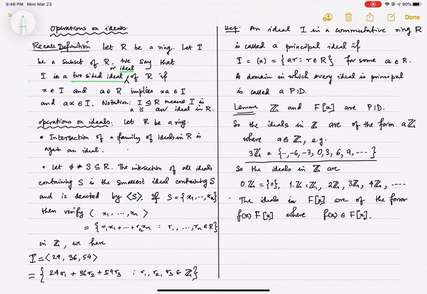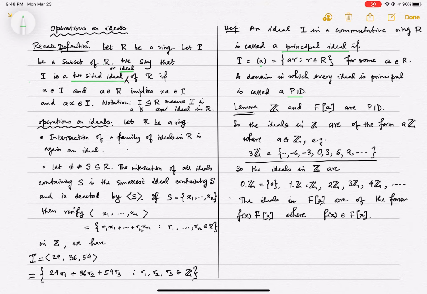One special kind of ideal that we looked at, or rather the simplest kind, are what are called principal ideals in a commutative ring. So in a commutative ring R, I is called a principal ideal if it's just all multiples of a particular element. So I looks like (a), the collection of all elements of the form a times r, where r varies over R, and a is here a fixed element. So we say that this is the principal ideal generated by a and denoted by (a), with a round bracket around it. An integral domain in which every ideal is principal is called a principal ideal domain, or a PID.